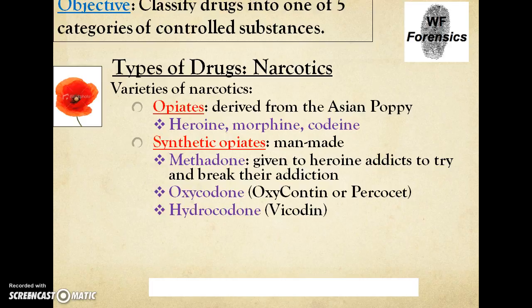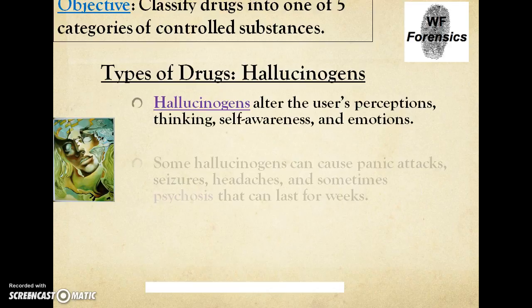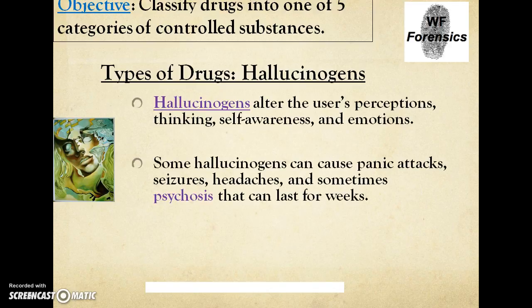And methadone is a great example of a synthetic opiate or a man-made opiate because it's used to wean heroin addicts off of being addicted to heroin when they're in a hospital or when they're just withdrawing. Then you have oxycodone, which its common name would be Percocet, and then hydrocodone, which would be Vicodin. An overdose on narcotics could result in difficulty breathing, low blood pressure, and if you think about it, if you are consistently having low blood pressure, you will lose consciousness, and you could end up going into a coma or dying.